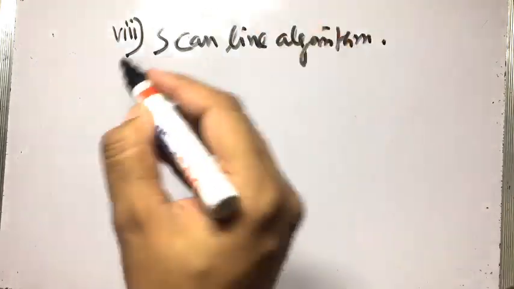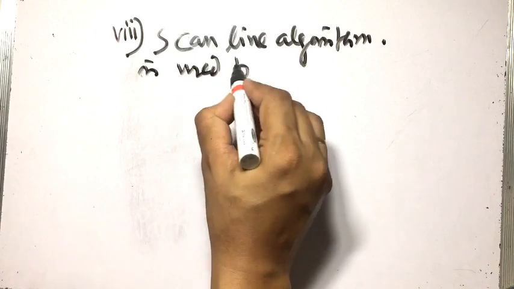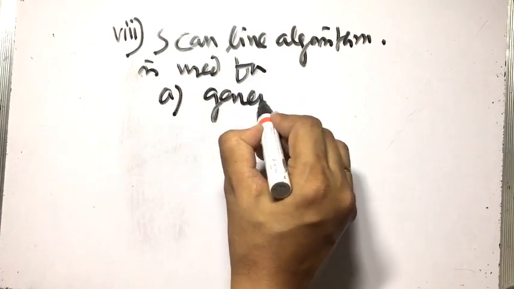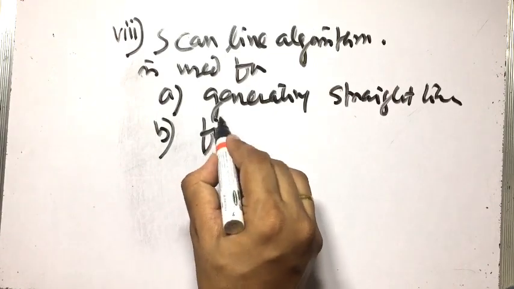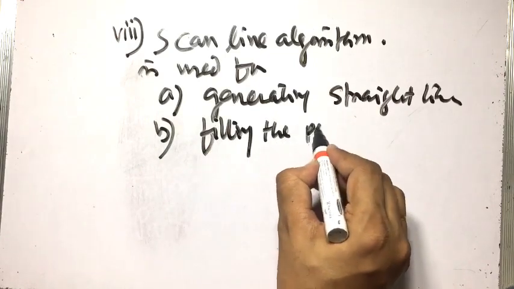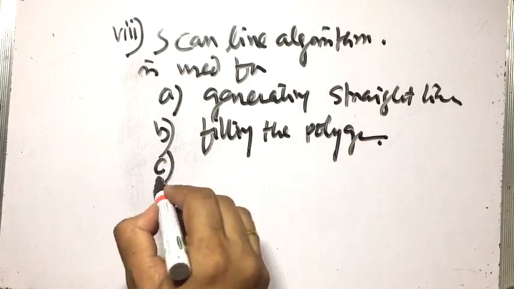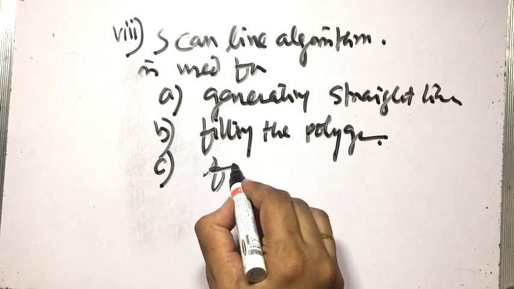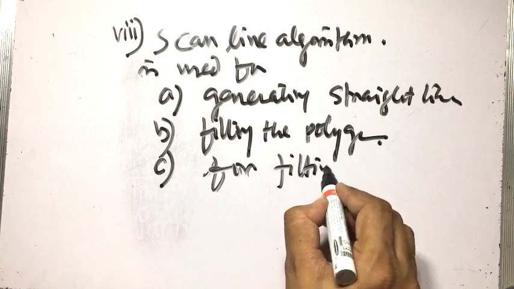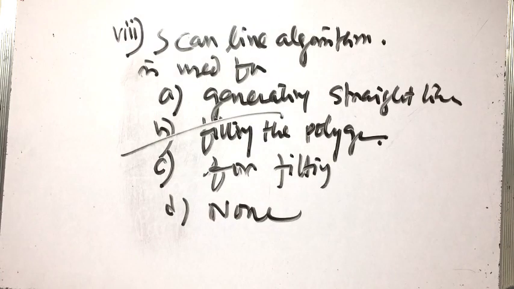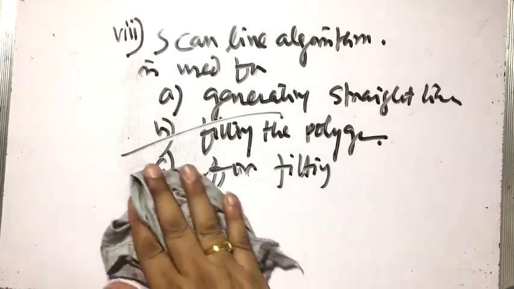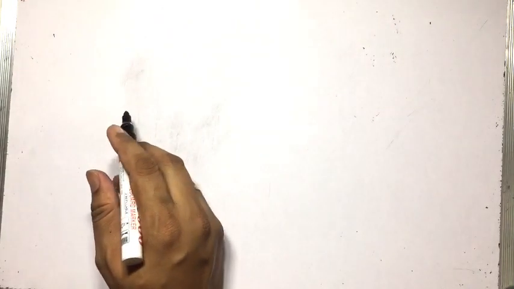Next question, number 8. The scan line algorithm is used for: option A, generating straight line, option B, filling the polygon, option C, for fitting, option D, none. The answer is filling the polygon. The scan line algorithm is very useful for filling. There are different kinds of filling algorithms, such as flood fill and boundary fill algorithm. So the scan line is very useful to apply a filling algorithm.